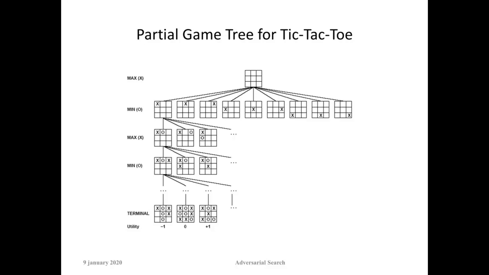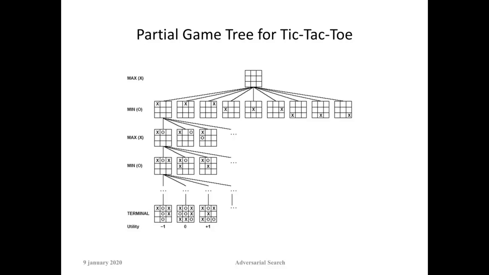3 circles in a row or 3 crosses in a row, a diagonal or so on. So then we have a utility value of 0 because it's a draw. Otherwise, if one of the players gets to the goal of 3 X's in a row, then it's a +1 utility value, so X wins. Or if it's 3 circles in a row, or in a column, then we have a -1 value. That means that min wins.